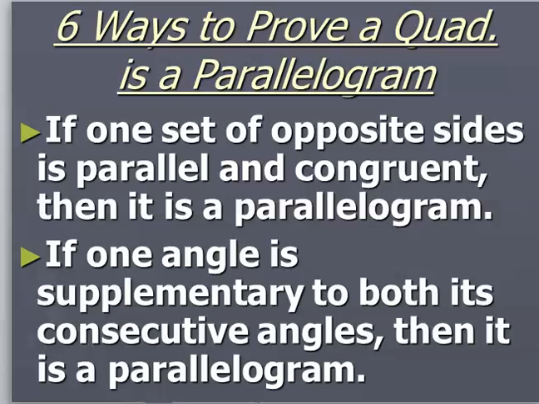The fifth way, if one set of opposite sides are both parallel and congruent, then it's a parallelogram. And the sixth way, if one angle is supplementary to both its consecutive angles, then it's a parallelogram. So for that one, if I have one angle and I can prove that the angle consecutive to one direction is 180 with it and consecutive the other direction is 180 with it, then it's a parallelogram.